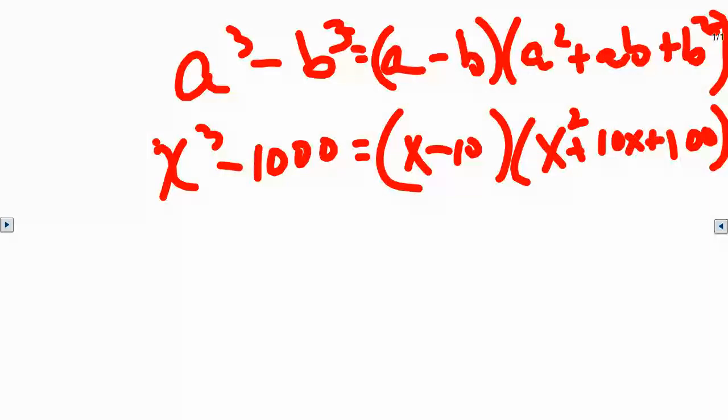So if we're trying to factor a binomial that's a difference of two cubes, like this one, it would be (x minus 10)(x squared plus 10x plus 100).